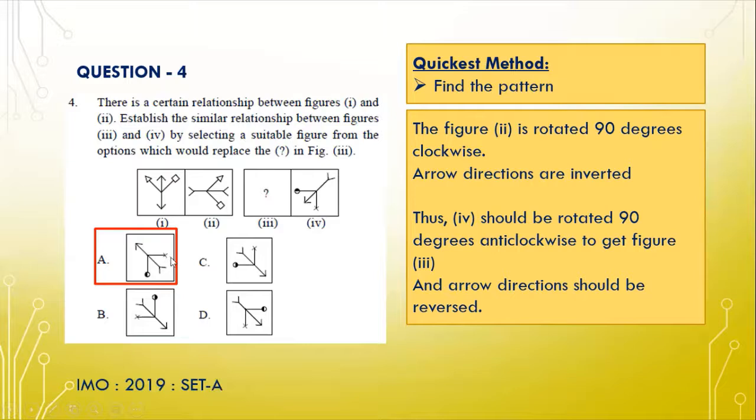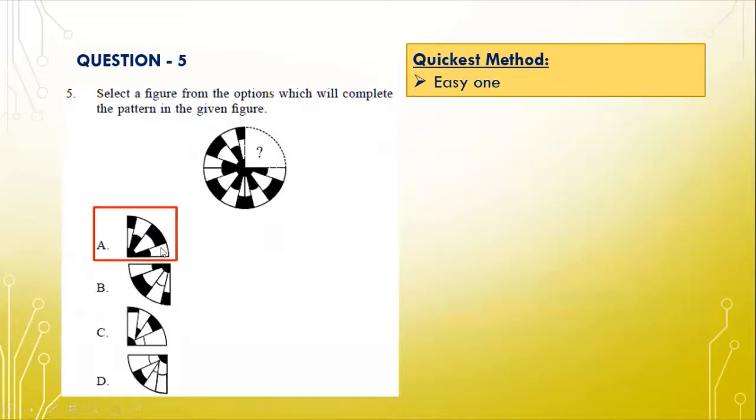This thing has gone, the cross has gone here. So option A is the correct option.